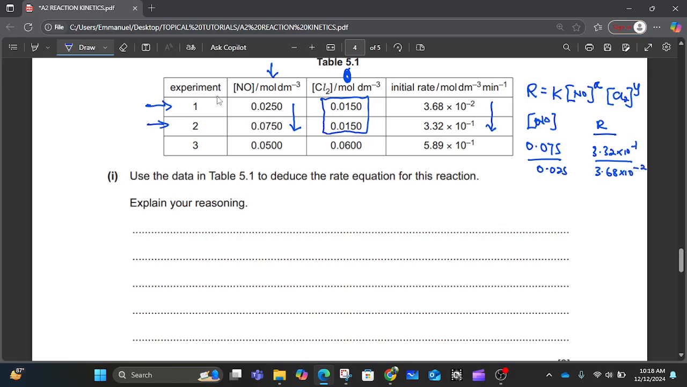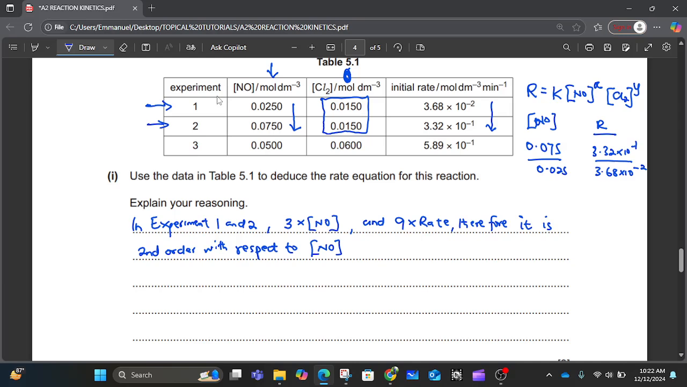When we do this, for the concentration of NO, it has increased by times 3 and the rate has increased by times 9. And so it means that it is second order with respect to NO concentration. So we can say that in experiment 1 and 2, the concentration of NO is increased by 3 times and the rate also increases by 9 times. Therefore, it is second order with respect to NO concentration.